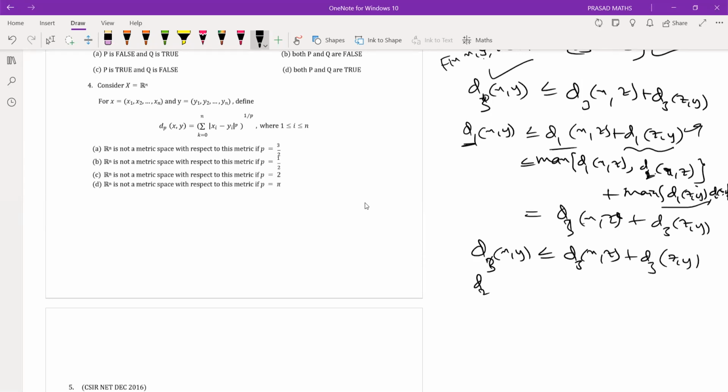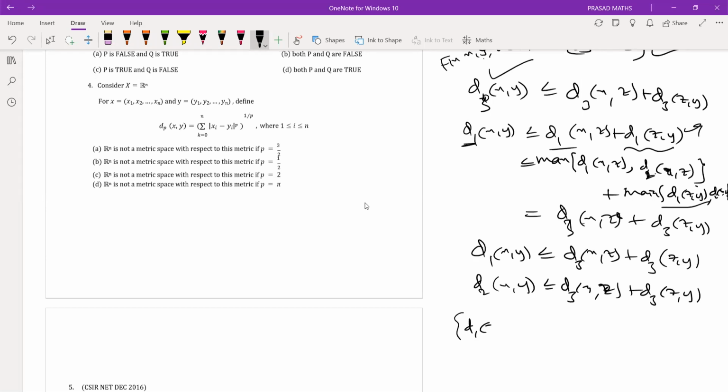Similarly, d2. If you take d2 of x comma y, it is also less than or equal to d3 of x comma z plus d3 of z comma y.